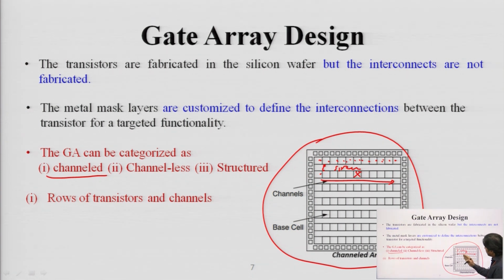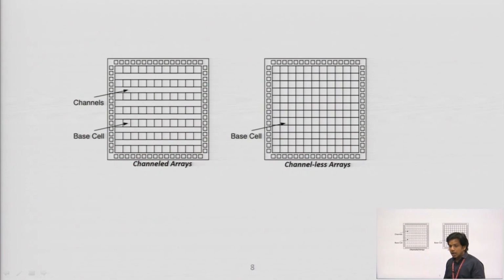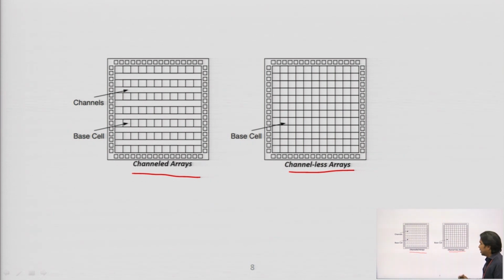Clear. You can see that each transistor is placed in a systematic manner, so you can say these are the rows of transistors, and this is the channel. Clear. And these small boxes are your input output buffers. Clear? Now, apart from the channeled array we have already seen, you can also see the channel-less array. You can easily observe the difference: in the channel-less array we do not have any channel between the transistors, we only have rows of transistors. Clear?